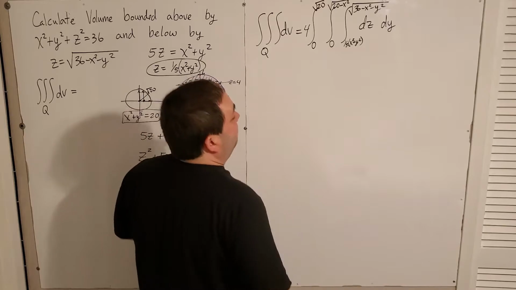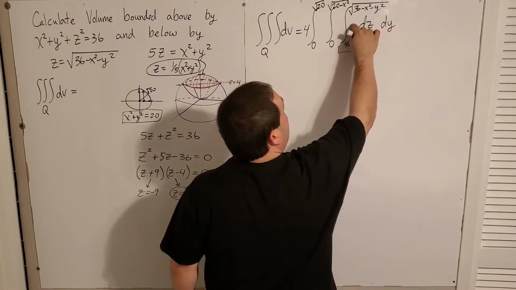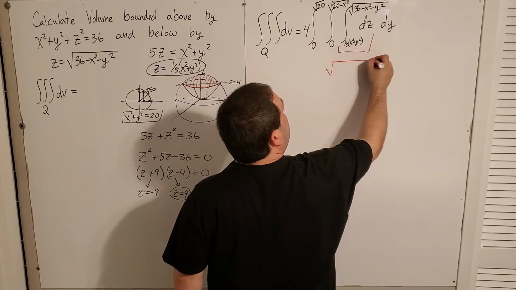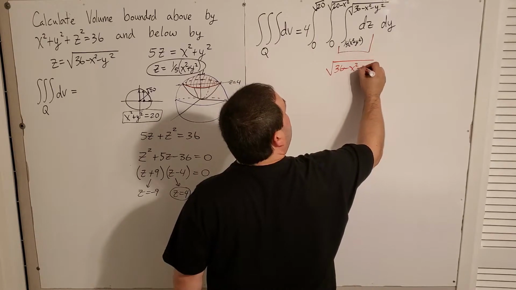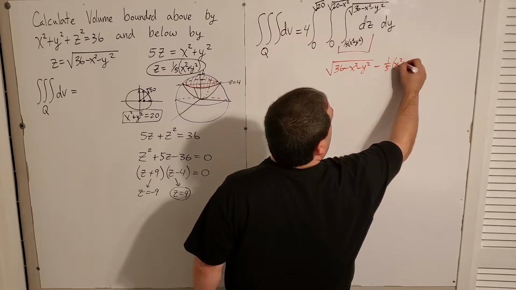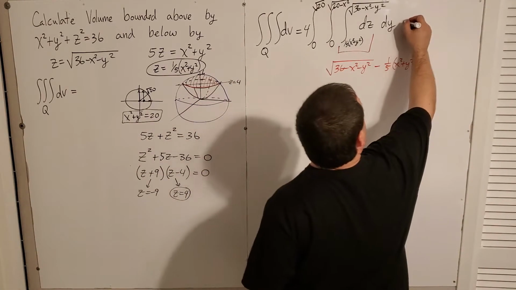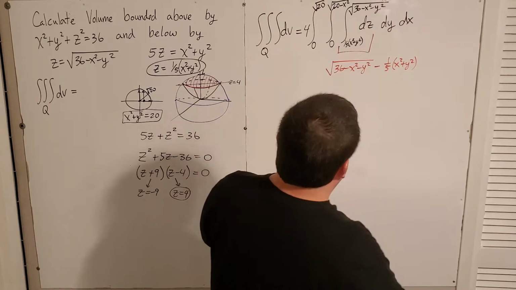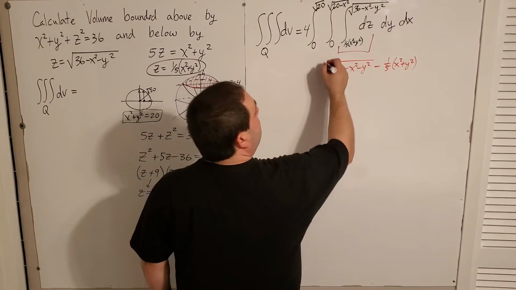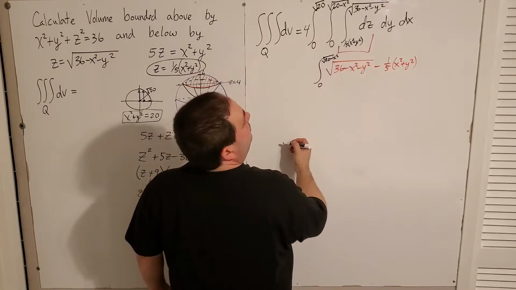This first piece of the integral here, just the dz portion, is going to give you z, and then it's top minus bottom. So what you're going to end up with is the square root of 36 minus x squared minus y squared, minus 1/5 times x squared plus y squared. Okay? Whoops, forgot my dx right here. So that next layer, I still am integrating from 0 to the square root of 20 minus x squared, dy.